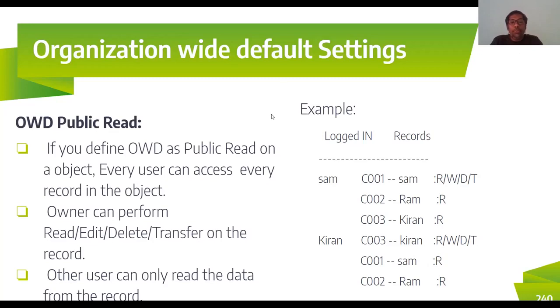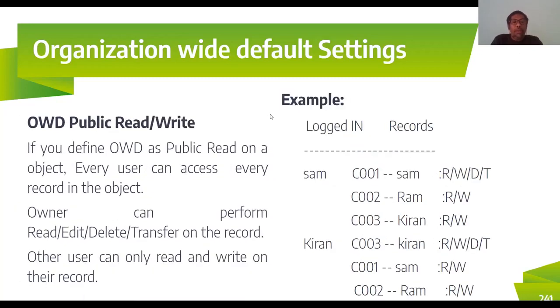Next one, public read and write. If you define OWD as public read and write on the object, every user can access every record in the object. The owner can perform read, edit, delete, and transfer on the record. Other users can also read and write, which is all possible.